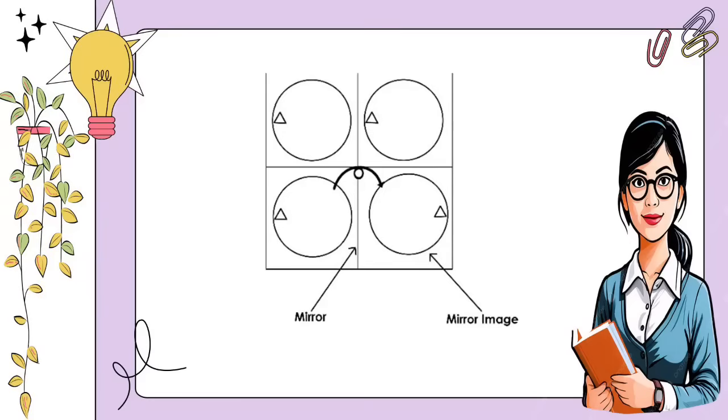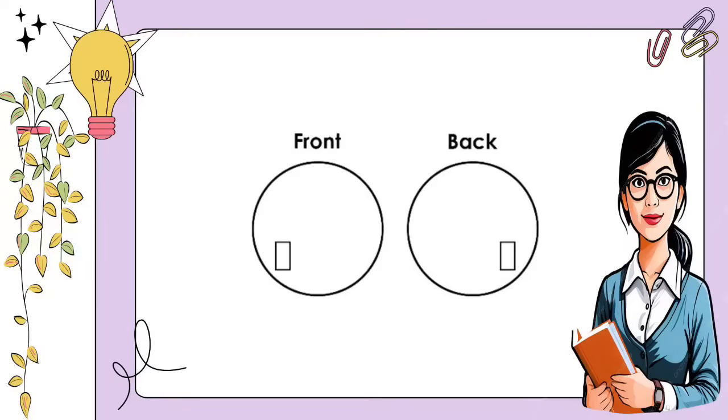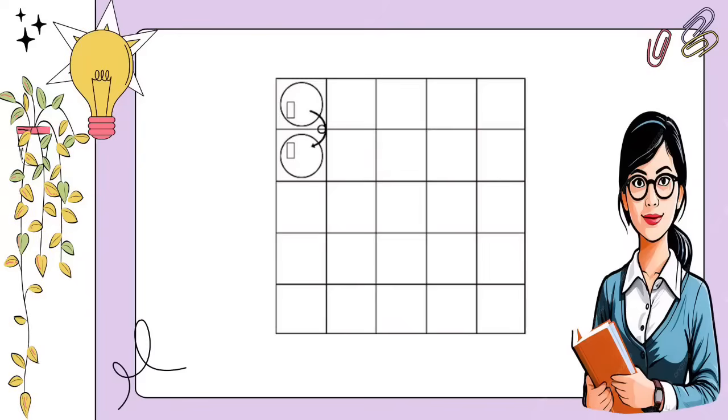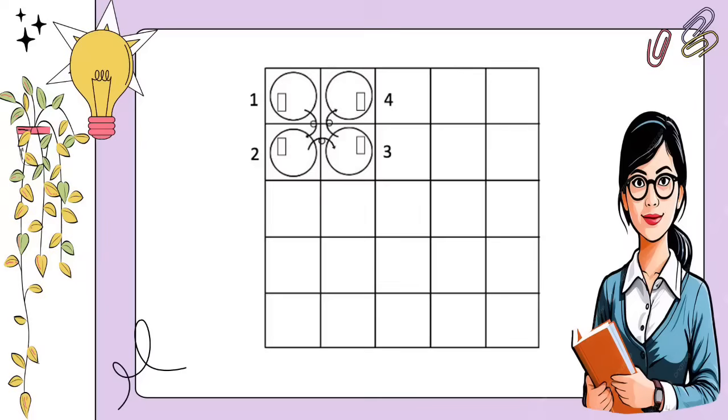Students, here is an example. Now let us try another one. Here is a circle cutout with a rectangular hole. Now students, trace the cutout in the upper right cell of the 5x5 grid. And then, flip the cutout downward.